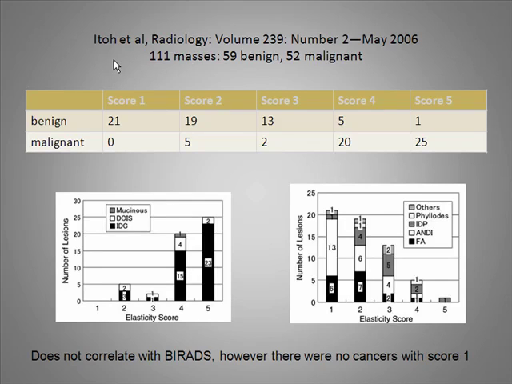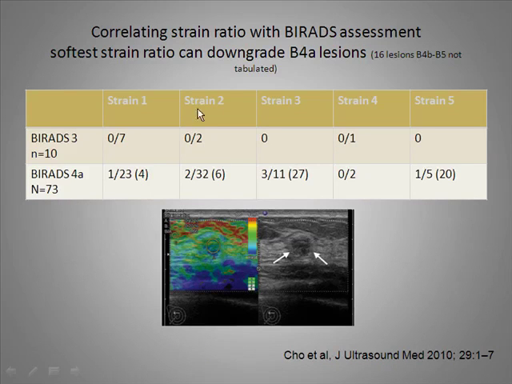Again, just to show Dr. Ito's information again, he did not utilize his BI-RADS assessments, but at a score of 1, there were no cancers. Another series using strain ratio rather than elasticity score found that strain ratio generally correlated well with tissue stiffness, but it did not eliminate all cancers from the BI-RADS 4A group. 1 out of 23 were malignant. That's an unacceptably high miss rate, and we would probably not correlate strain ratio with our BI-RADS assessment.